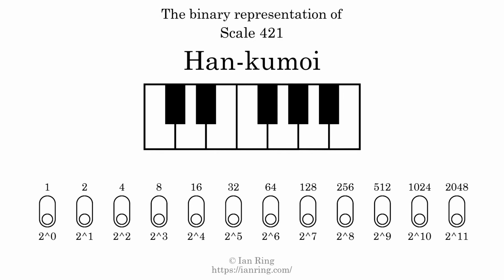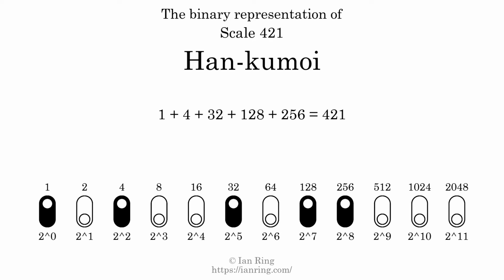The binary representation of this scale is determined by mapping tones of the scale to binary digits. Each binary digit represents a power of 2. To get the scale number, we add the powers of 2 together. The powers of 2 that are present in the scale, all added together, equals 421. That is why the scale number, in decimal, is 421.